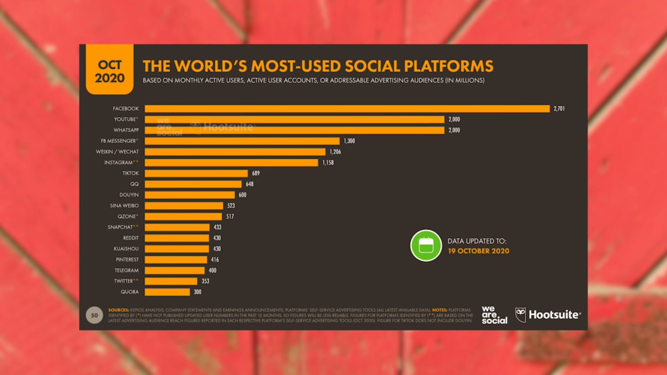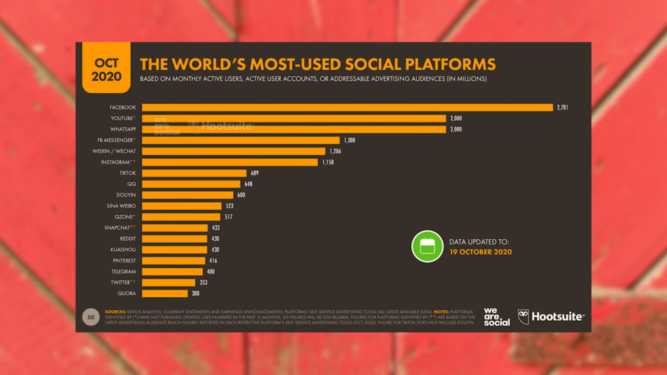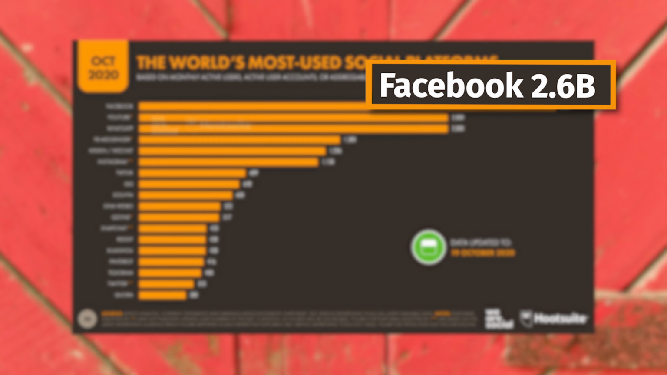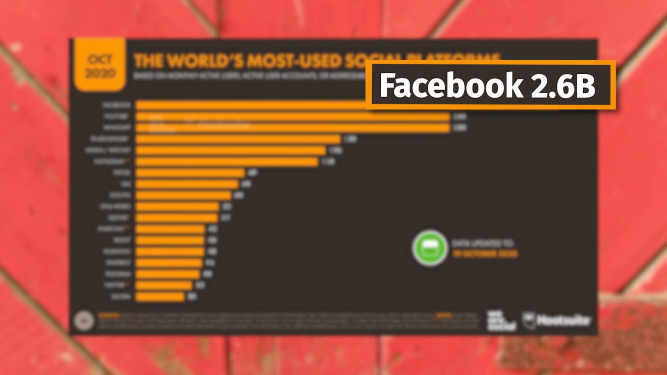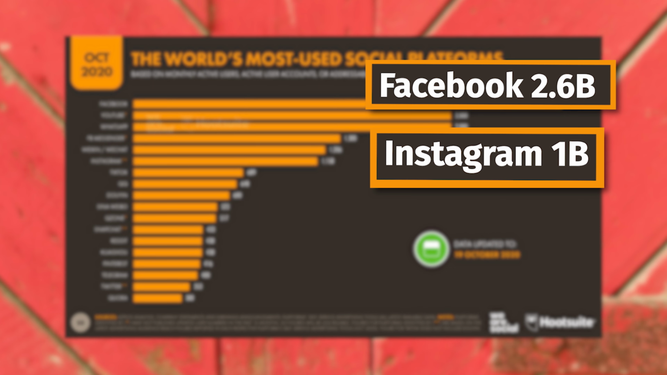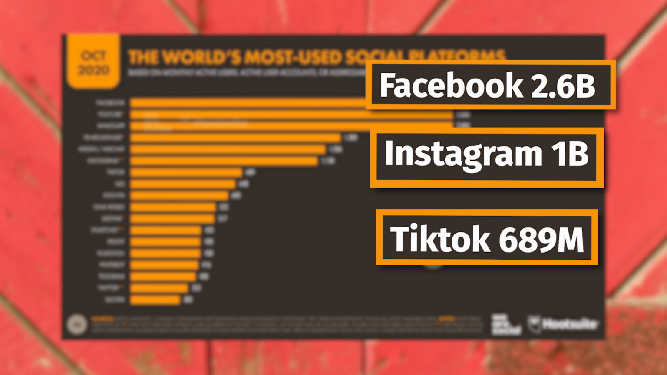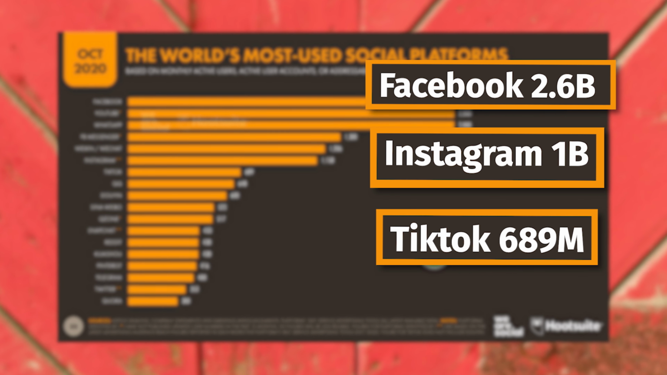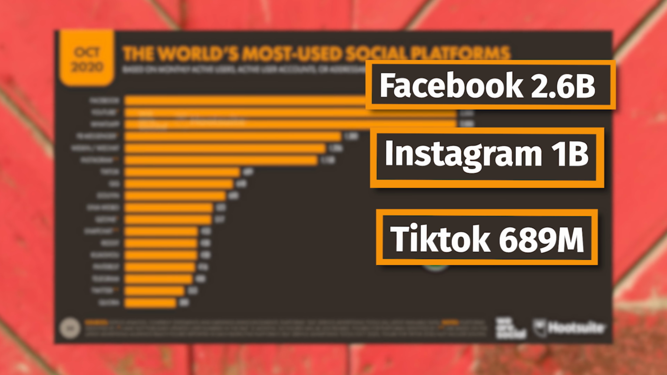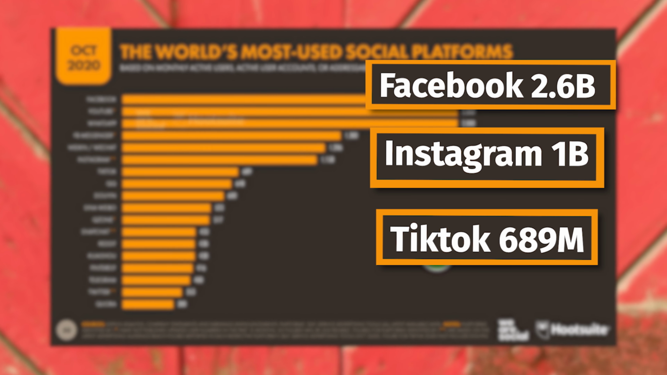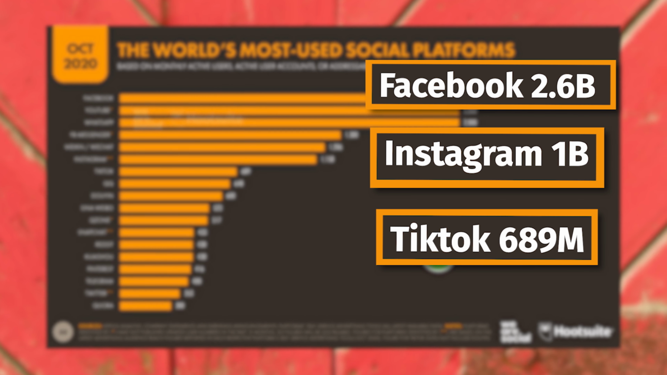As of October 2020, here's where the top 3 social medias stand. 1. Facebook, 2.6 billion monthly active users. 2. Instagram, 1 billion monthly active users. 3. TikTok, 689 million monthly active users. TikTok is a quarter of the size of Facebook, and Instagram is less than half the size. So if anyone tells you Facebook is dead, they do not know what they're talking about.